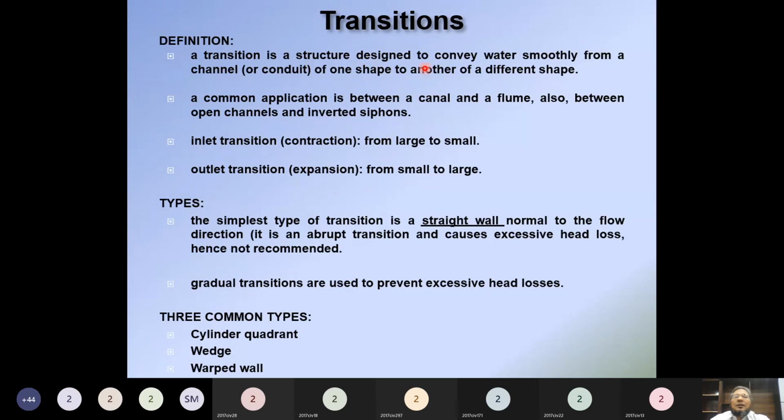So a transition is a structure designed to convey water smoothly from a channel of one shape to another or different shape. ठीक है, एक तो शेप और एक दूसरा साइज. इसमें साइज भी आएगा, साइज को भी कम कर रहे हैं ना, शेप और साइज. A common application is between a canal and a flume, also between open channels and inverted siphons. वहाँ पे भी हमें ट्रांजिशन चाहिए. जब हम साइफन प्रोवाइड करते हैं तो तब भी हम उसकी विड्थ कम कर देते हैं. इनलेट ट्रांजिशन को कॉन्ट्रैक्शन ट्रांजिशन कहते हैं, जब वहाँ लार्ज से स्मॉल की तरफ हम जा रहे हैं.